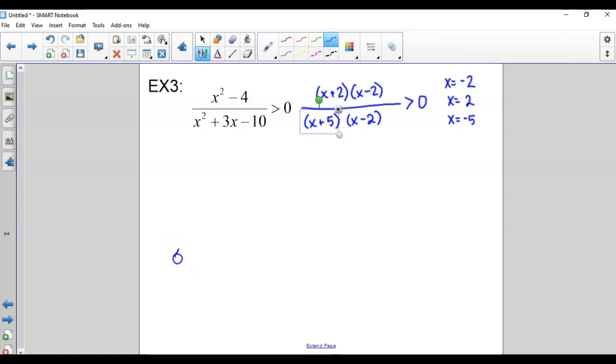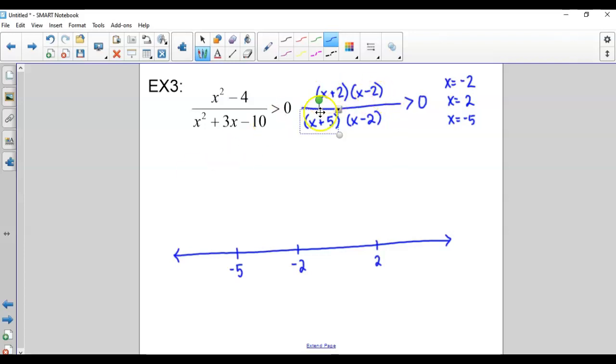So I'm going to make myself my sign analysis chart. Make sure you put these numbers in order. So negative 5 is the least. Negative 2 would come next, and then you would have positive 2. You don't need to put other numbers on the chart. These are going to be the points where your function switches from negative to positive or positive to negative.